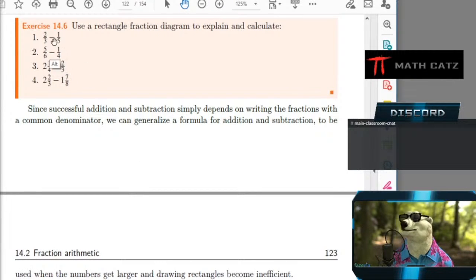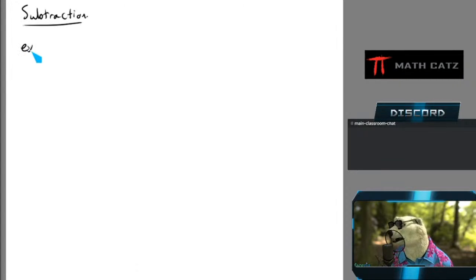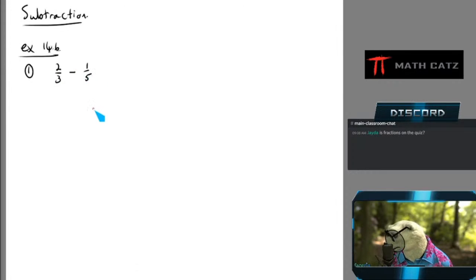All right, so we're just going to do the first one, and we'll leave at least 2 of the others for next week. 2/3, 1/5. So this is exercise 14.6. 2/3 minus 1/5. We're going to talk about the quiz after this one. All right.